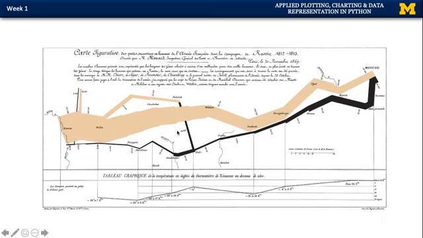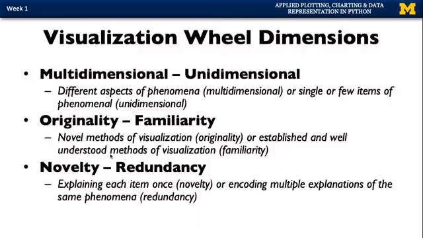For example, this one. This is just some tabular data, but a complicated figure is drawn. So multidimensional, unidimensional, originality and familiarity. This is original. I mean, novel methods of visualization are known as originality. But if you use familiar, established and well understood methods of visualization, it's easy to understand. Novelty means explaining each item once, and redundancy means encoding multiple explanations of the same phenomena.